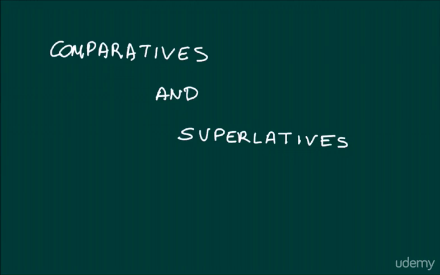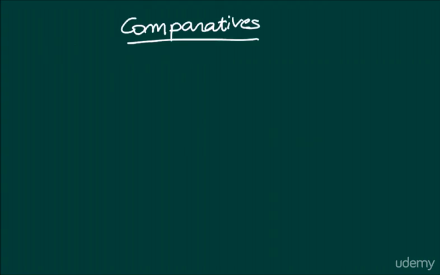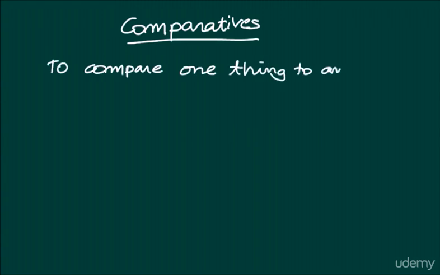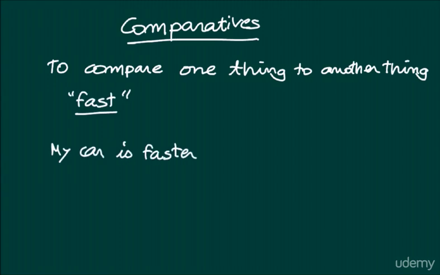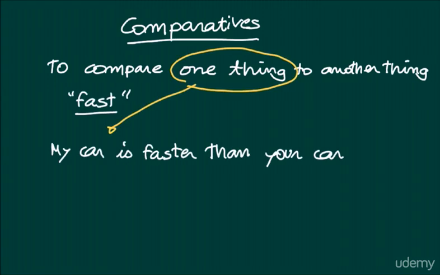Comparatives and superlatives. In this video, I'm going to show you what a comparative and superlative is, when to use them, and how to create them in English. Let's start with the comparatives. We use the comparatives to compare one thing to another thing. Let's use the adjective fast to create an example. My car is faster than your car.